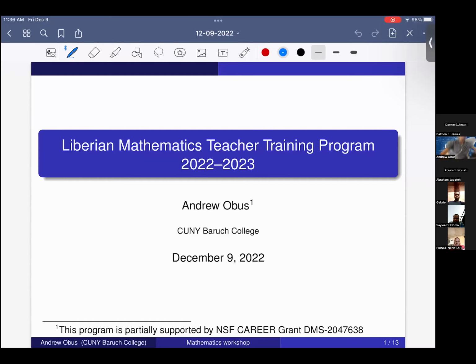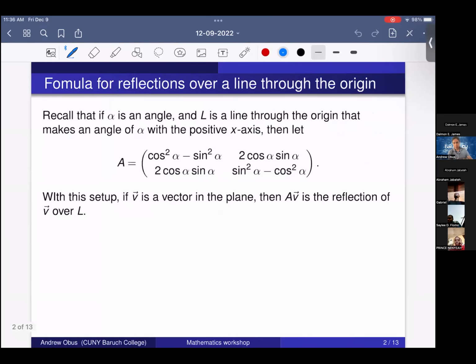So I want to just review. We're going to finish up this unit on matrices and geometry today, and then we'll start talking about some more calculational aspects of matrices. So the first thing I want to do is recall that we did this formula last time. I'll draw a picture, but the point of the formula was that if alpha was an angle and we had a line through the origin that made an angle of alpha with the x-axis.